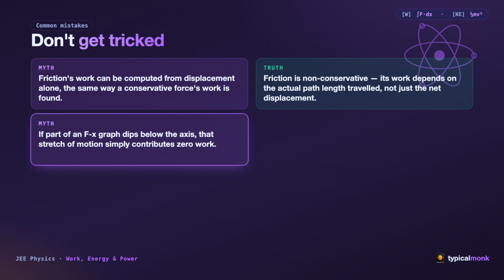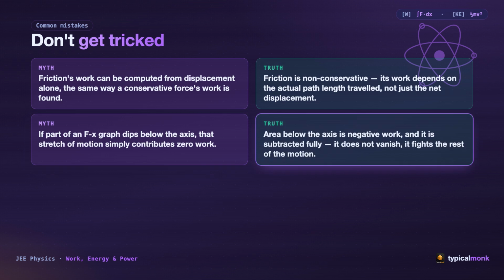Myth 2. If part of an fx graph dips below the axis, that stretch of the motion simply contributes 0 work, since nothing seems to be pushed there. The truth: area below the axis is negative work, and it is subtracted in full. It does not vanish, it actively fights against the rest of the motion. One myth, one full G question. Do not let it be the one that costs you.